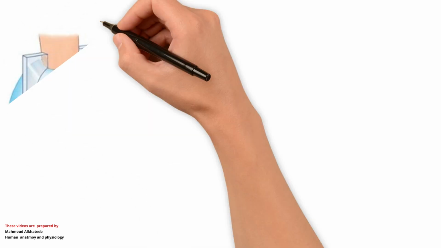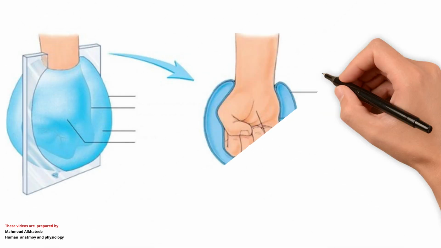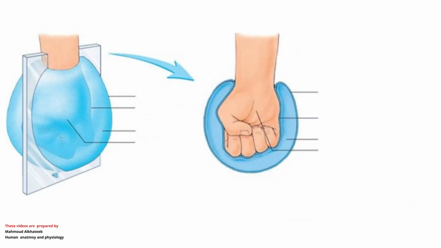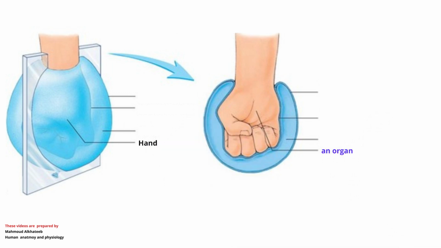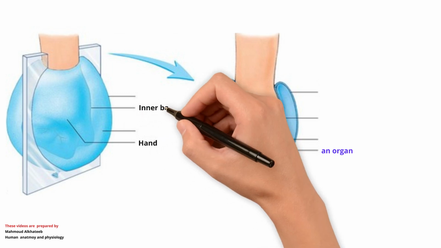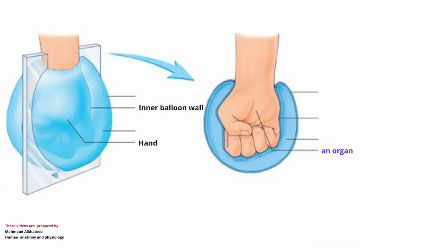To better understand this, imagine you have a balloon and you gently press your fist into it without popping it. Your hand represents an organ, like the heart or lungs. And the balloon represents a serous membrane which surrounds the organ. Look carefully at the image, and notice how the balloon wraps around your hand, creating two layers.